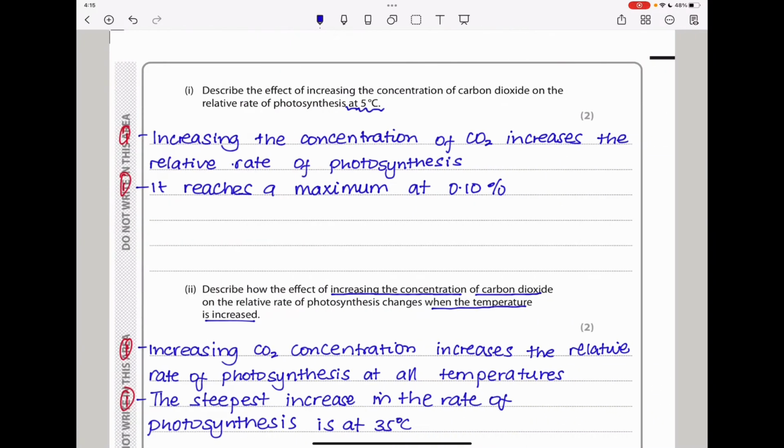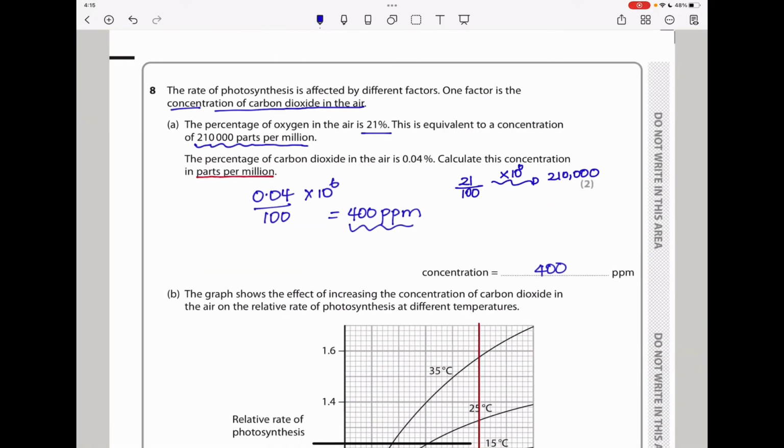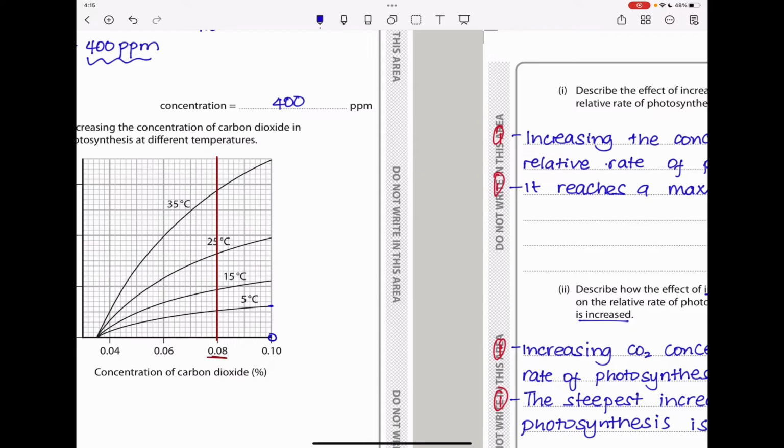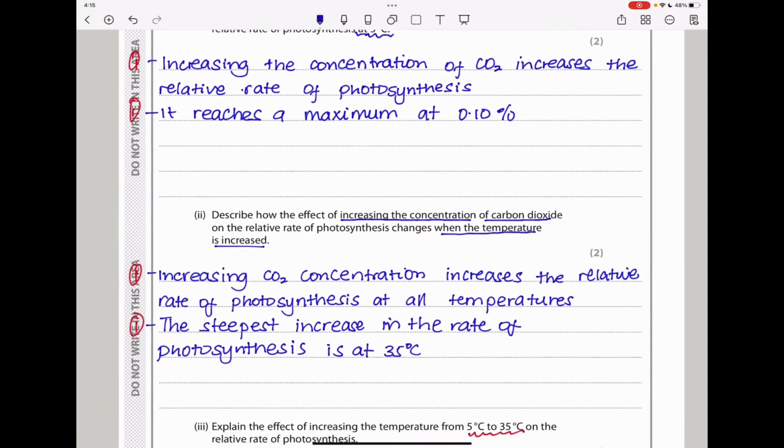So let's go back here. I said increasing the concentration of CO2 increases the relative rate of photosynthesis. It reaches a maximum at 0.1. I said it reaches a maximum at 0.1 because, based on the information given, let me erase so that you can see clearly, this is the maximum obtained rate of photosynthesis. At that point where the concentration is 0.1, we have the highest relative rate of photosynthesis.